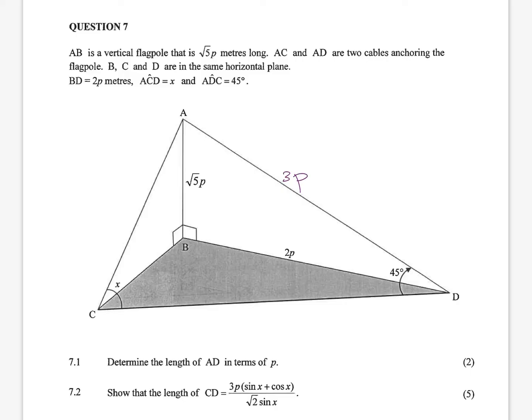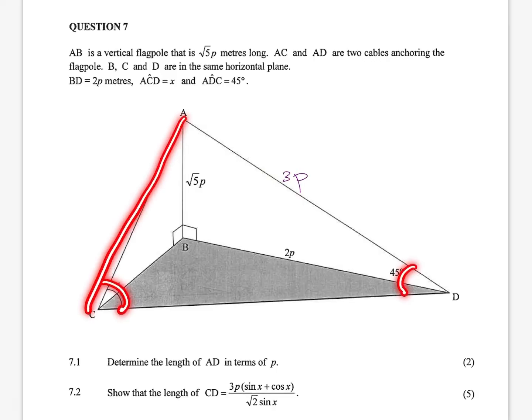7.2: show that the length of CD is equal to 3p times (sine x plus cos x) over root 2 sine x. Okay, well, where is CD? If you look at this, you see that CD is here. So that is your CD. You have 3p. What else do you have? You have these 2 angles here.